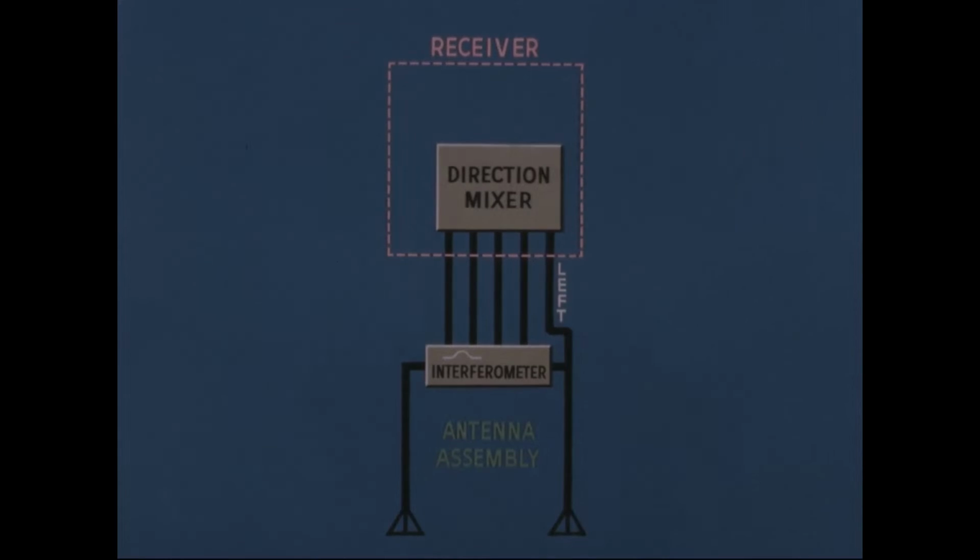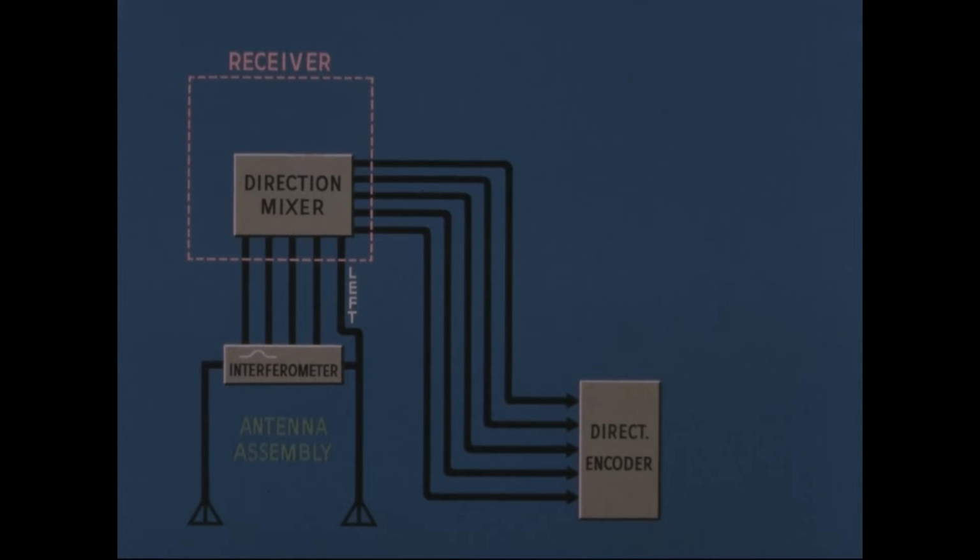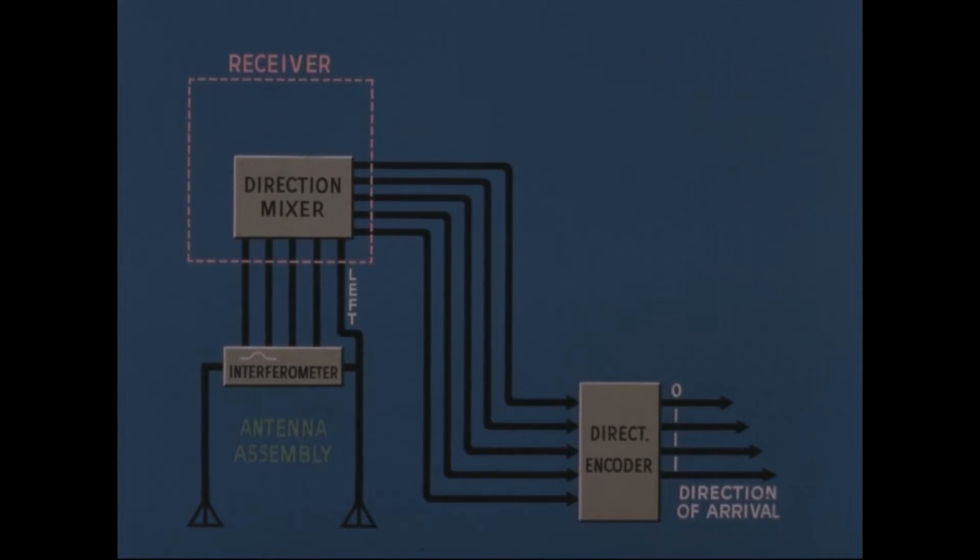Also into the direction mixer goes a pulse that tells it the signal arrived on the left side of the aircraft. The direction mixer converts pulses from all antennas to a compatible form and outputs the directional pulses to the directional encoder. The encoder translates the pulses into digital language, and they come out as a direction of arrival signal in the form of 4 digital bits of information: 1 bit to indicate left side, and a 3-bit binary number giving the sector in which the signal arrived.